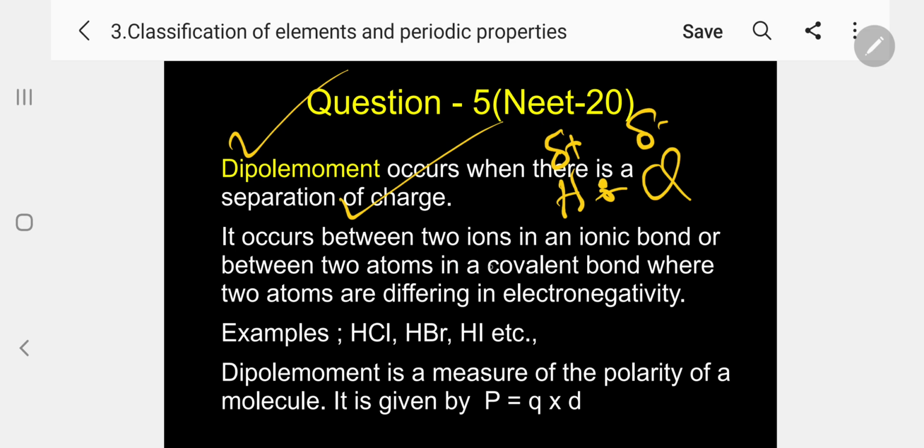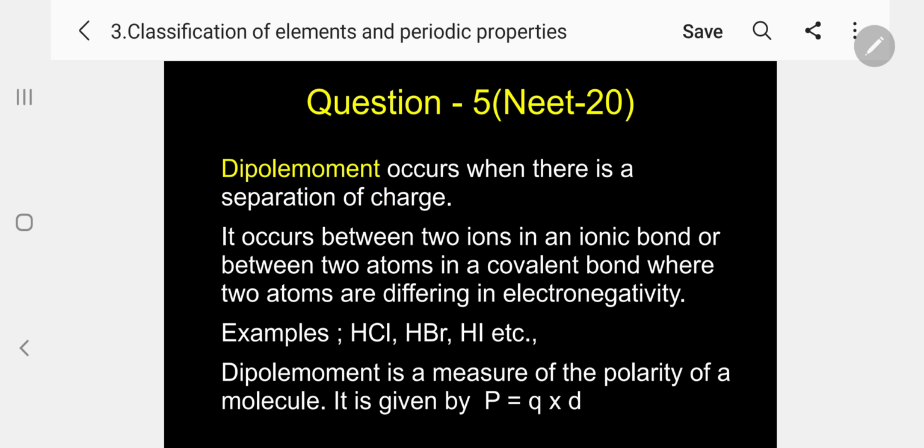It occurs between two ions in an ionic bond, or between two atoms in a covalent bond. Even in a covalent bond it is present where two atoms differ in electronegativity. So the two atoms connected by a bond, whether ionic or covalent, should differ in electronegativity. That is the important condition. What is electronegativity? I have already explained it under the periodic properties. Examples: HCl, HBr, HI.